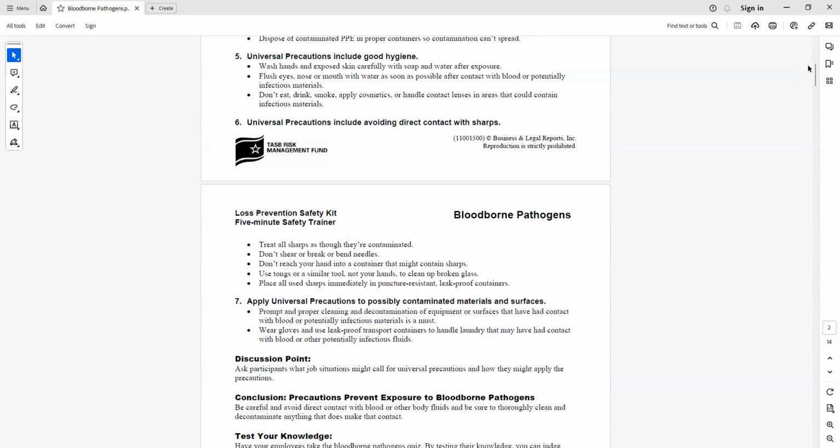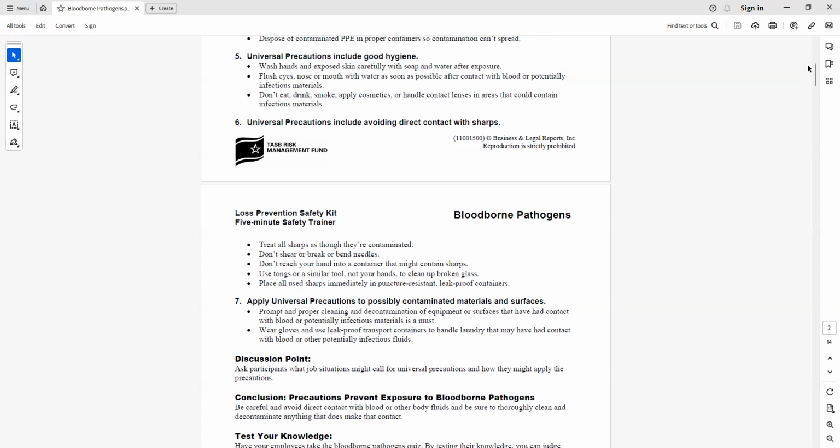Number 6, universal precautions include avoiding direct contact with sharps. Treat all sharps as though they're contaminated. Don't shear or break or bend needles. Don't reach your hand into a container that might contain sharps. Use tongs or a similar tool, not your hands, to clean up broken glass. And place all used sharps immediately in puncture-resistant, leak-proof containers.